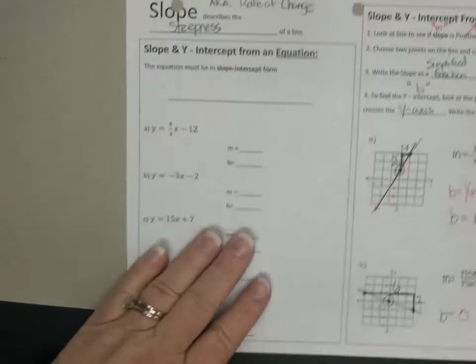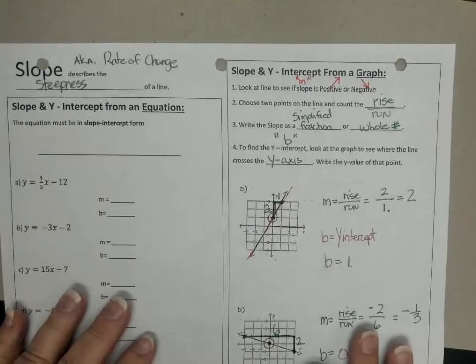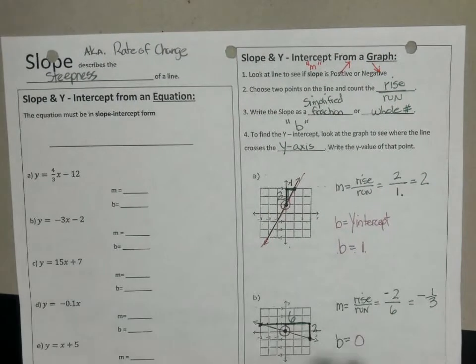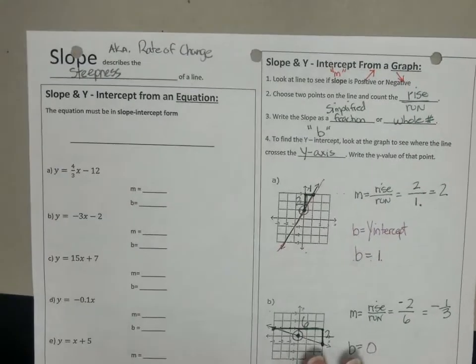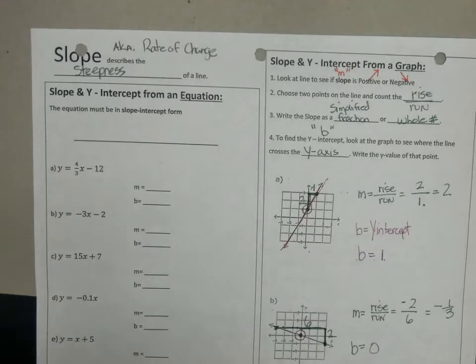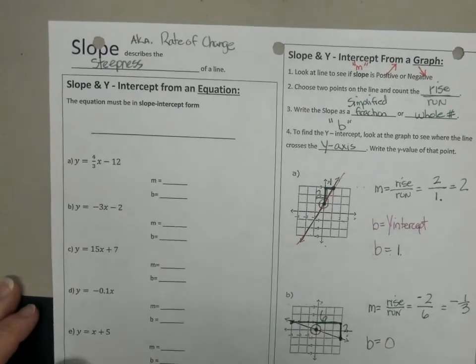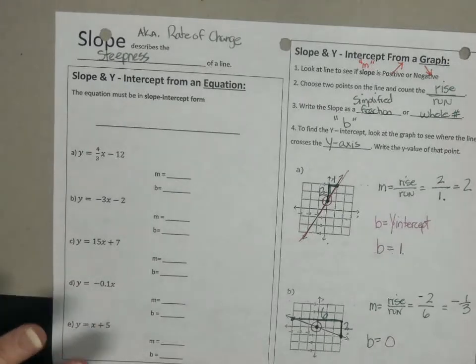So let's get out our slope notes that we filled out yesterday. Make sure that's out of your binder, and I would have your binder open to your mathematics chart. Slope and y-intercept from an equation. If you need to pause me to get that done, take care of it.